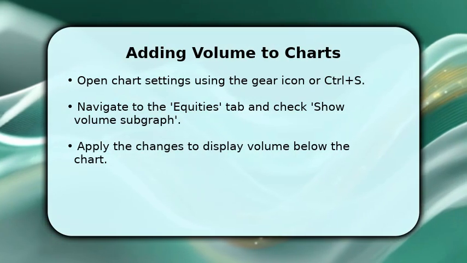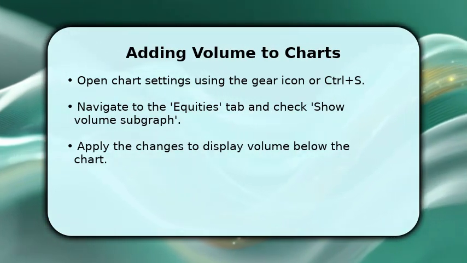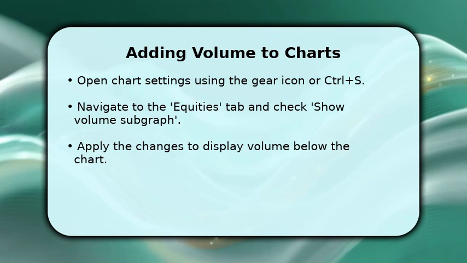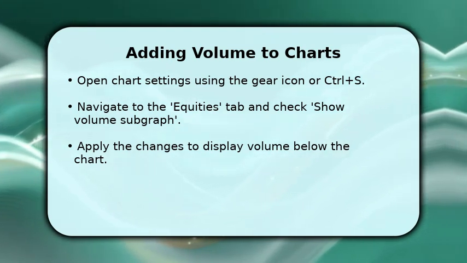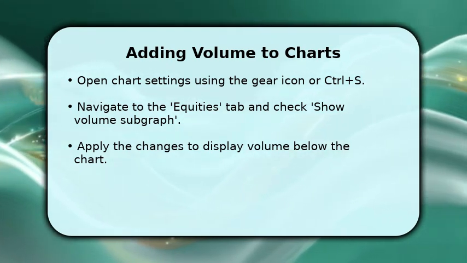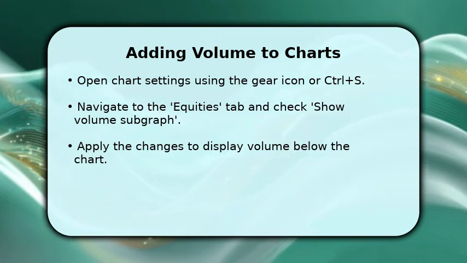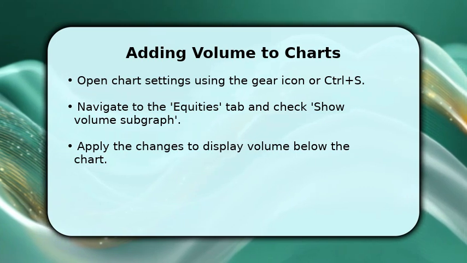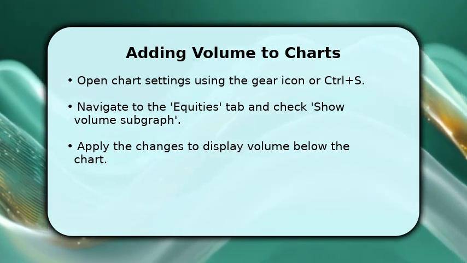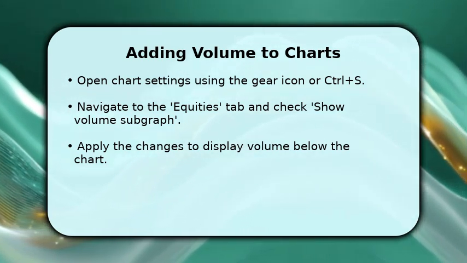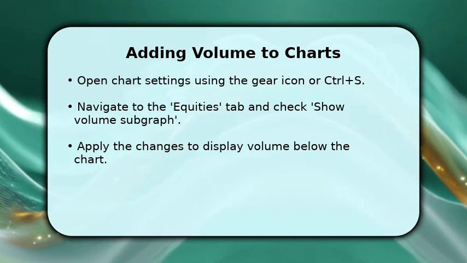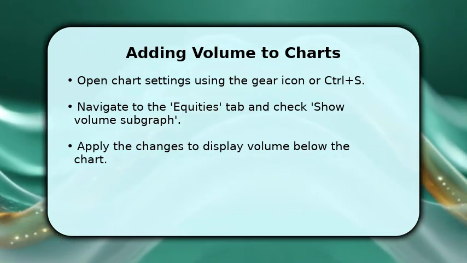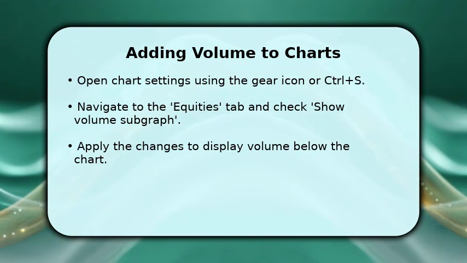To add volume, first open your chart settings by clicking the gear icon or pressing Ctrl+S. Then, navigate to the Equities tab or the relevant tab for your market type, and ensure the Show Volume subgraph option is checked. This will display the volume bars, typically below your main price chart. Remember to apply these changes to see the volume appear.